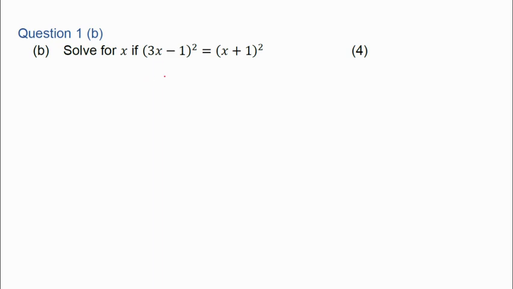We are asked to solve for x here. So there are a few things that we need to remember from our grade 10 mathematics. Remember the square binomials. Do you remember the square binomials?